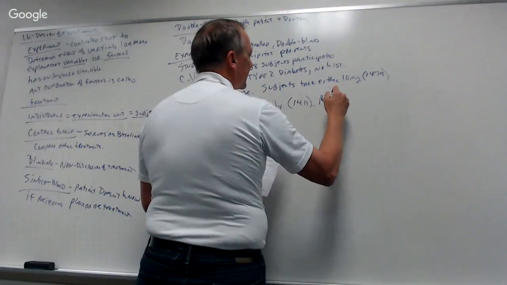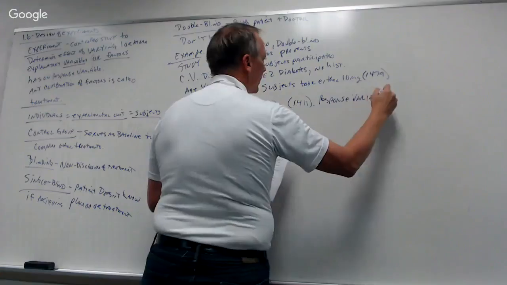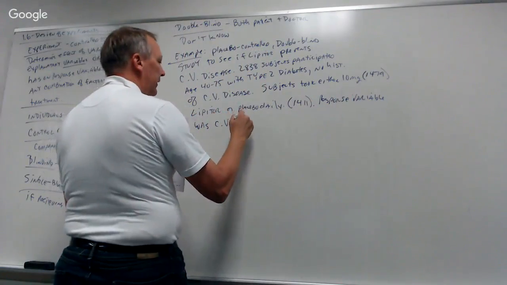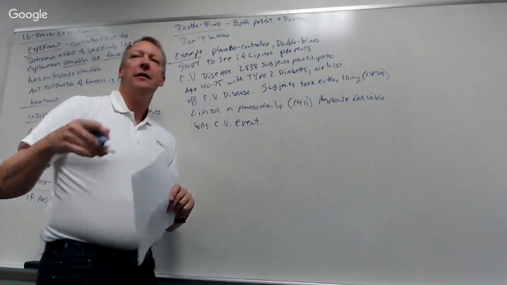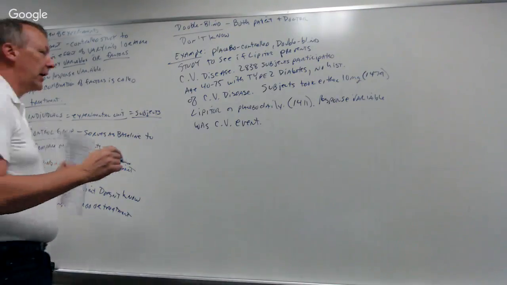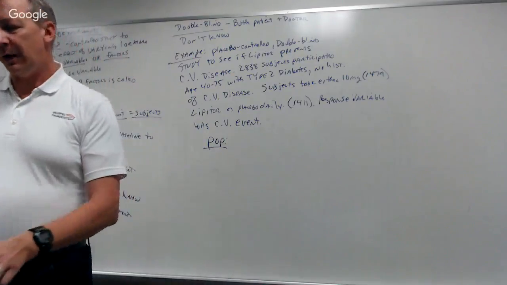The response variable was a cardiovascular event. Heart attack, stroke, something like that. Okay? So the first question I want to ask, what was the population?